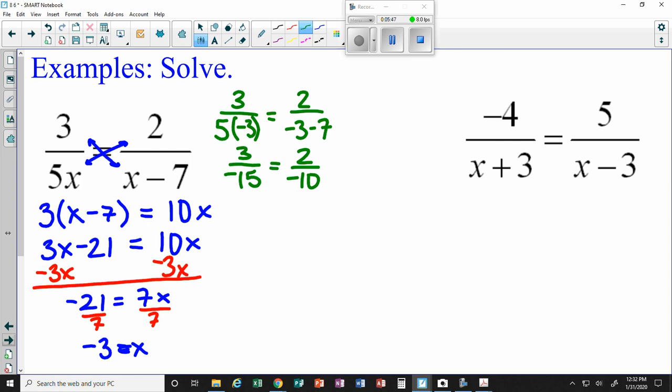So how do I simplify 3 over negative 15? Divide each by 3, right? Or reduce by 3. So it's going to be what? 1 over negative 5. What about here? Yeah, divide each by 2. So it's 1 over negative 5. So guess what? It works. So x equals negative 3 is my solution.